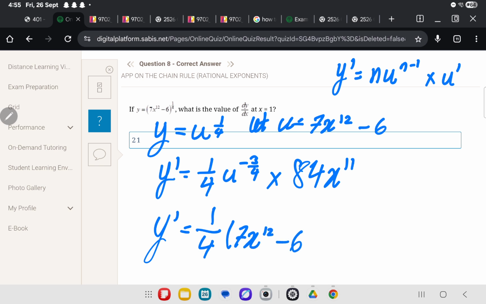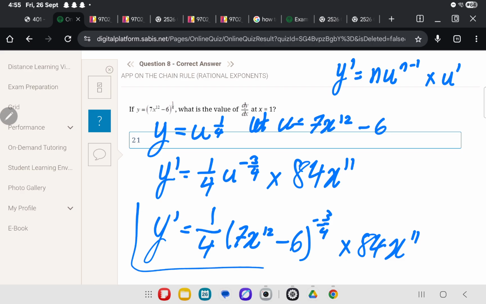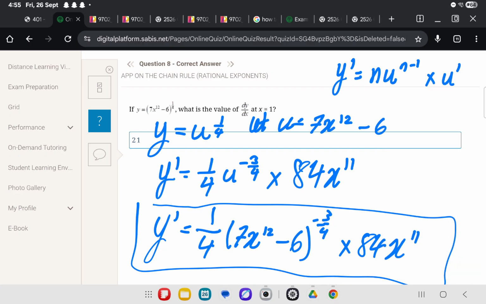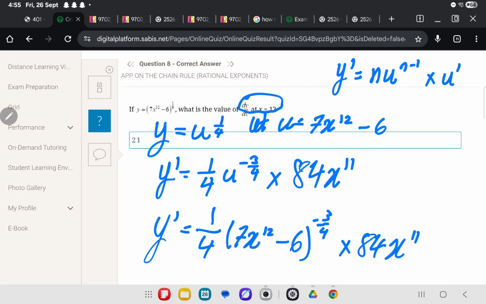Now, y prime is equal to 1 over 4 times 7x to the power of 12 minus 6, to the power of negative 3 over 4, times 84x to the power of 11. Now, if you want to, you can obviously simplify this. However, again, they're not asking you for what the derivative is. They're not asking you to simplify this and type it on the computer. No, they're only asking you for the value of the derivative at a certain point. So I'm not going to simplify it, because why would I simplify? This is a lot of work to simplify. I'm just going to leave it like this.